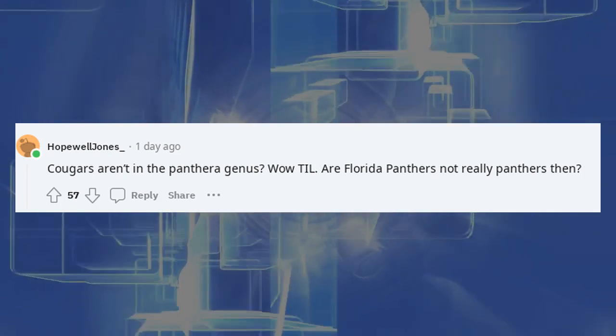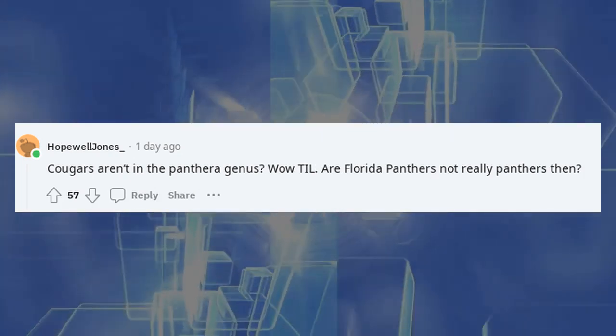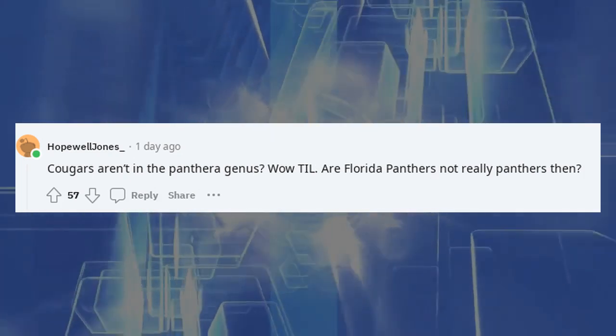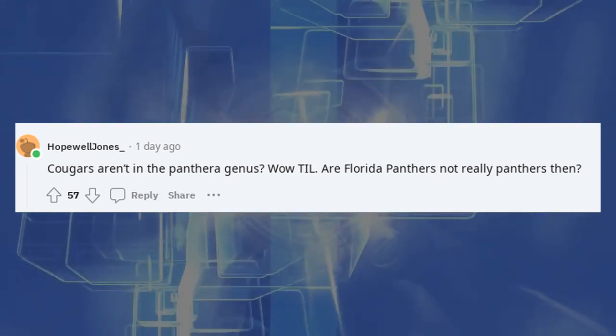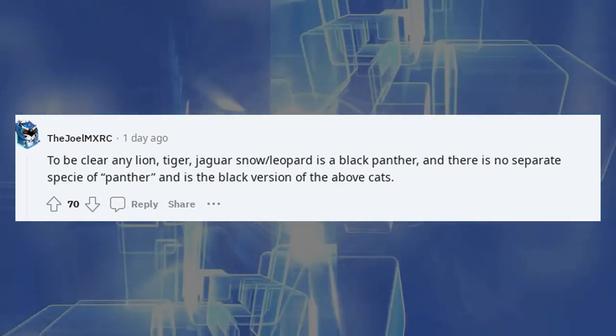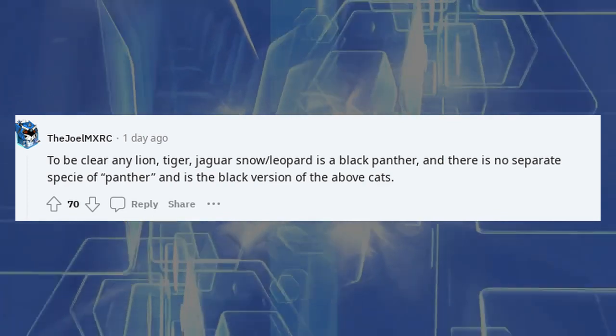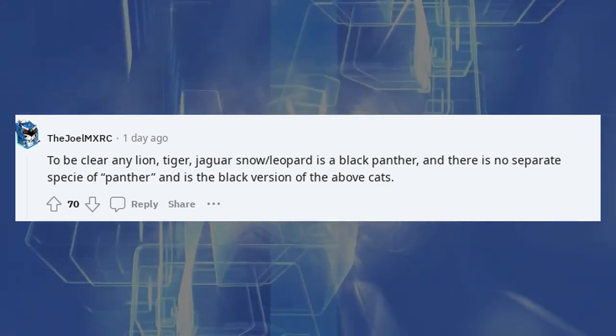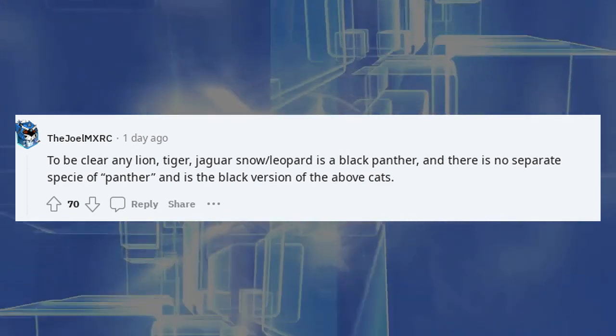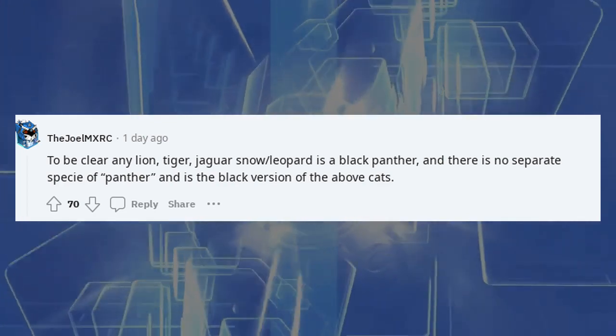Cougars aren't in the Panthera genus. Wow, till. Are Florida panthers not really panthers then? To be clear, any lion, tiger, jaguar, snow leopard can be a black panther. And there is no separate species of panther; it is the black version of the above cats.